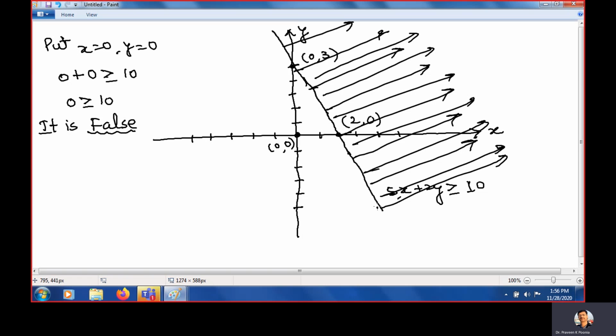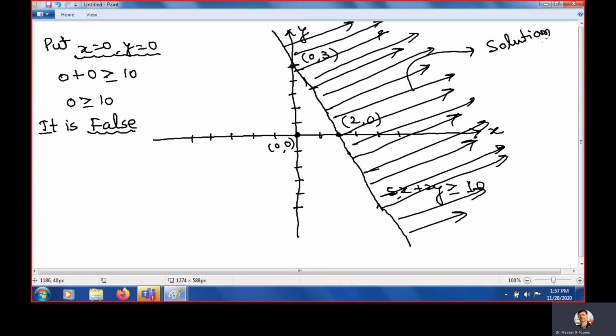It is very simple. First you need to draw this line, and then by putting x equal to 0, y equal to 0, you need to find whether it is true or false. True means the solution will contain the origin. False means the solution will not contain the origin. It is the other side of the origin. Okay. So this is the solution set. This is how we are developing the solution set. Understand? So you can solve many questions like this one.